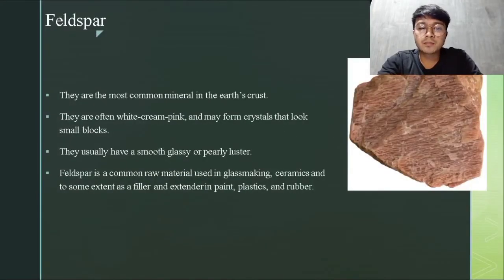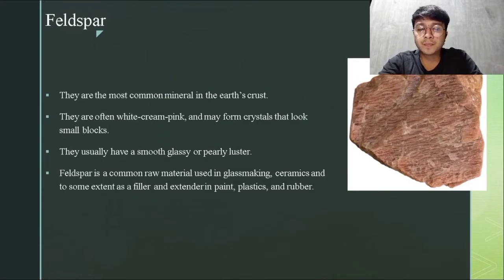Feldspar. Feldspar, they are the most common minerals in the earth's crust. They are often white, cream, or pink, and may form crystals that look like small blocks. They usually have a smooth, glassy, or pearly luster. Feldspar is a common raw material used in glass making, ceramics, and to some extent as a filler in plastic and rubber.